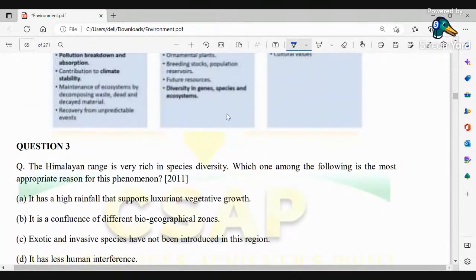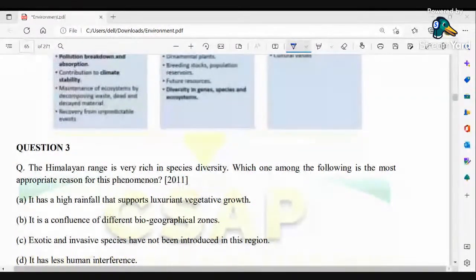Next, the Himalayan range is very rich in species diversity. Which one among the following is the most appropriate reason for this phenomenon? It has a high rainfall that supports luxuriant vegetative growth. It is a confluence of different biogeographical zones. Exotic and invasive species have not been introduced in this region. It has less human interference. Anyone with the correct answer over here? Question number 3.